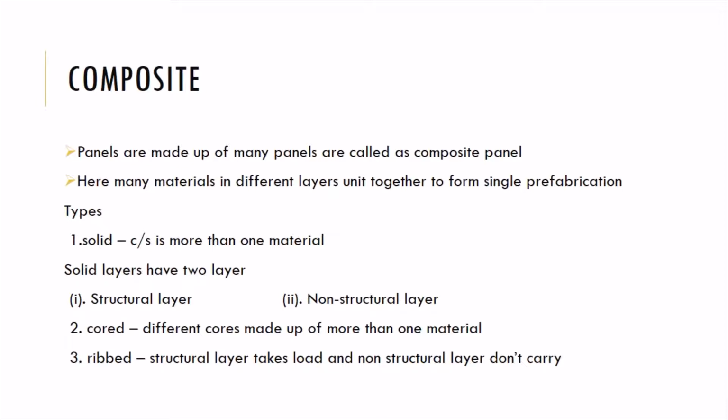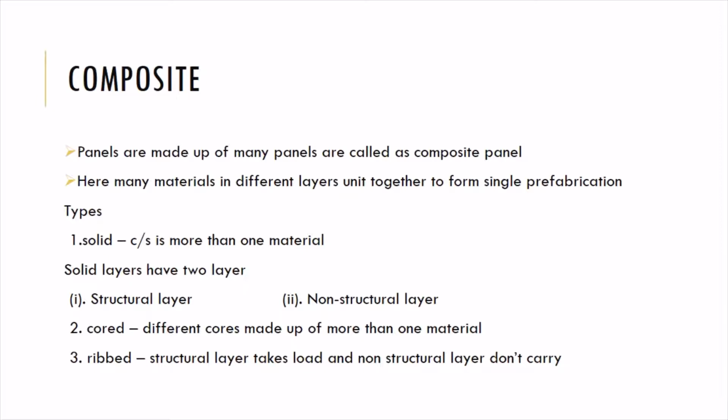So based upon the material we have discussed the composite definitions. Here also you have some types like the previous one: solid, cored and ribbed. The solid is a cross section made of more than one material. The best example for solid is the same, the wall panel. If it is cored, the core members are made of more than one material.